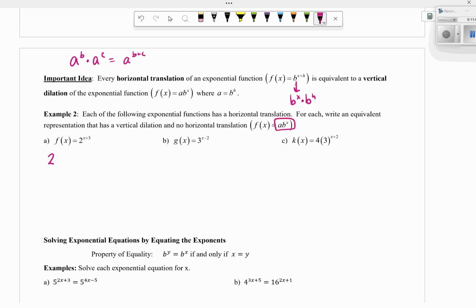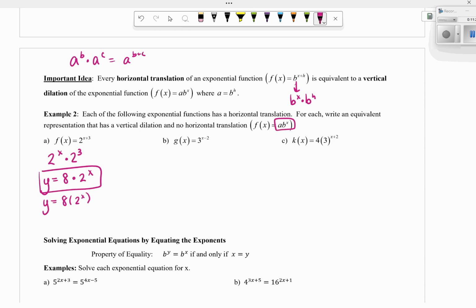So this would be 2 to the x times 2 to the third. And so 2 to the third is equal to 8. So if we rewrite this in the form, we would have y equals 8 times 2 to the power of x, or you could write y equals 8 and then parentheses 2 to the power of x, same thing. So y equals a times b to the x power.